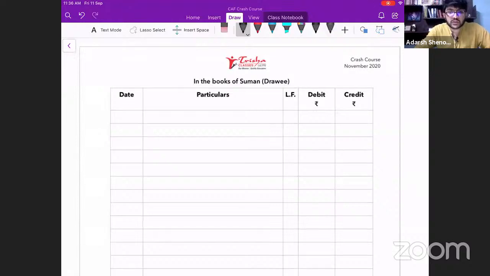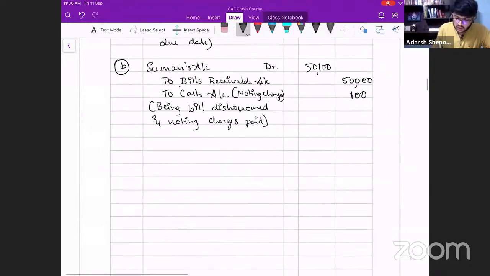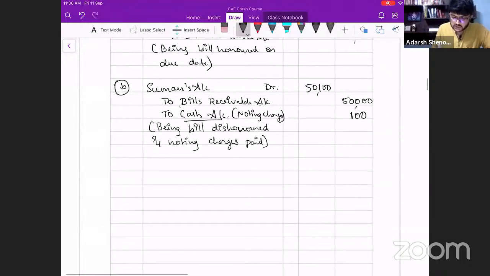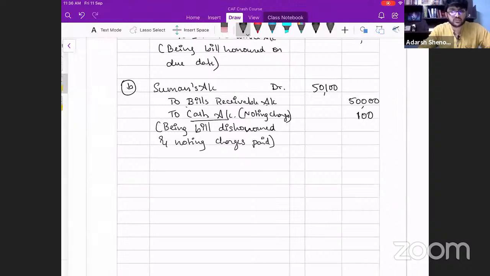Suman's perspective. Yes, it is wrong. Anusha, you're paying cash. How will you credit noting charges instead of cash? How can you write noting charges account? You're paying cash or bank. Amount outflow is happening. Anusha asks me, sir, can I write "To noting charges" over here? It's absolutely wrong. You cannot write noting charges over there. It is "To cash." You have to write it as "To cash" only.